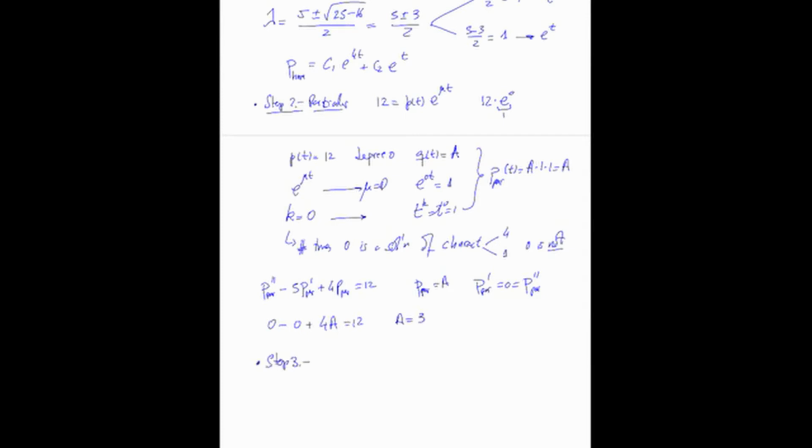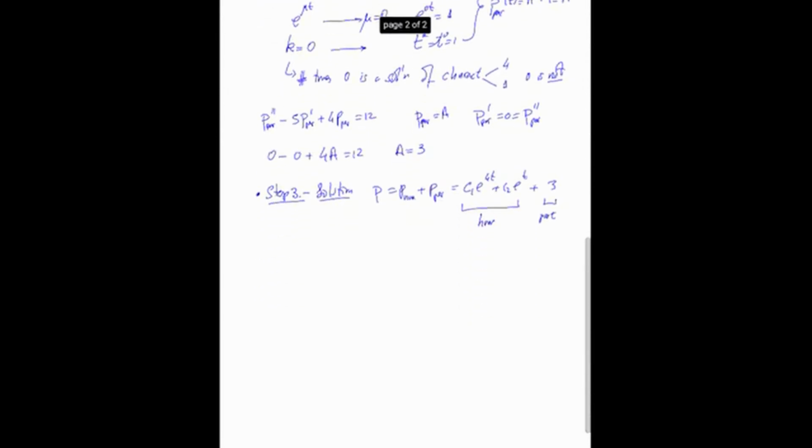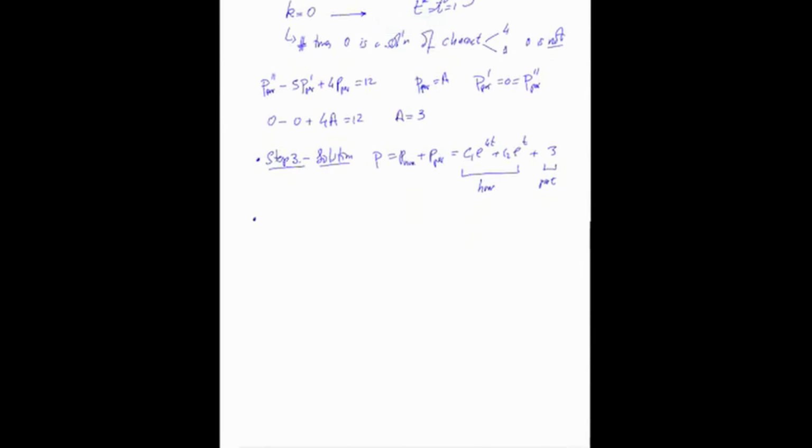That leads to step 3. Step 3 is the solution. The solution for our problem is the homogeneous plus the particular, which is the homogeneous C1 e to the 4t plus C2 e to the t, that's the homogeneous part, plus the particular, which is 3. And now we go forward to step 4. Step 4 is using the initial conditions to find out these two constants that we don't know yet, C1 and C2.